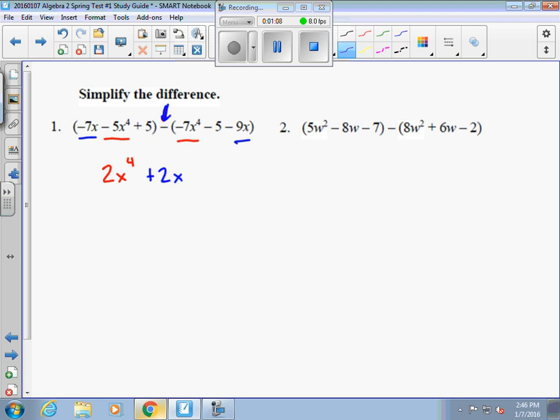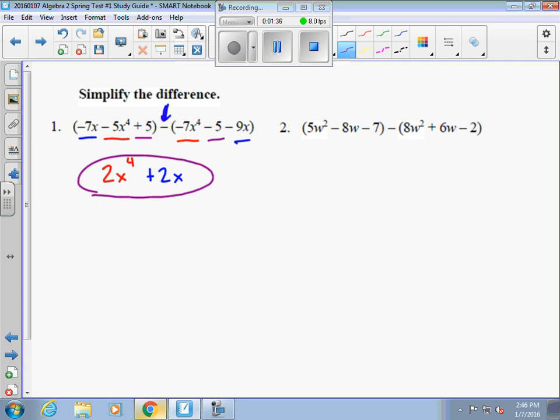Then you have a constant term, negative 5, again, minus a negative 5. Negative 5 minus a negative 5 means negative 5 plus 5, which gives you 0. So that's going to be plus 0. There's no reason to write plus 0. So this is the simplified answer. You can't put 2x to the fourth added together with 2x to the first power because they're not like terms.